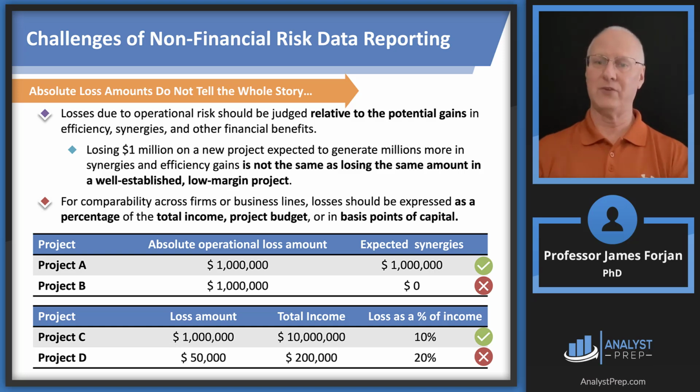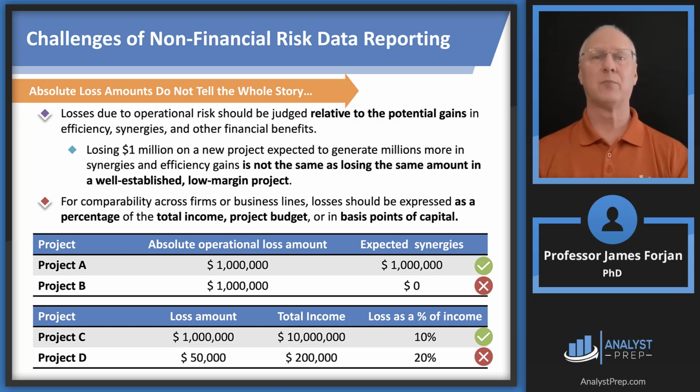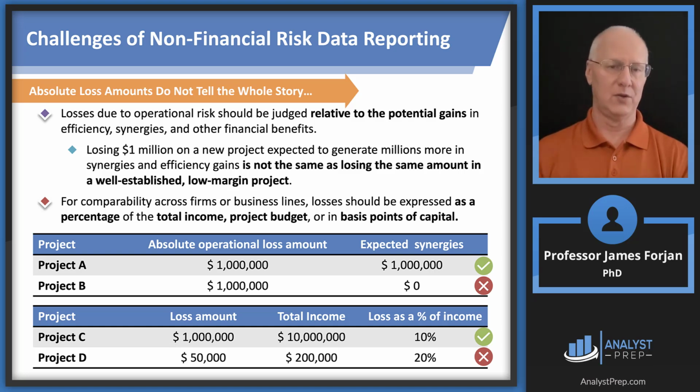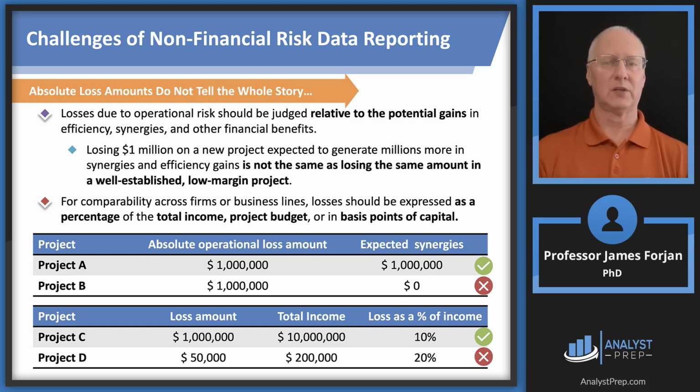But if we have a project that has operational loss of $1 million and no synergies, well, that's probably going to be something that we want to move up into that cake that we talked about earlier. And then project C and D, this is the whole relative. Let's compare it to something else. And when you do that, you take a ratio. So look at the second diamond point there, expressed as a percentage. There's the ratio. Total income, project budget, basis points of capital, revenues, expenses. I mean, you can throw anything in there that you want.